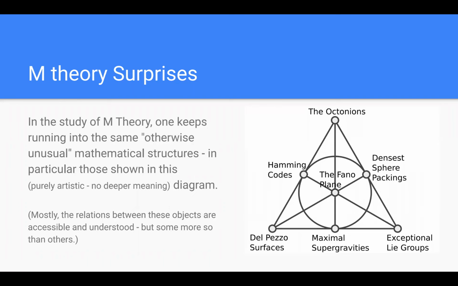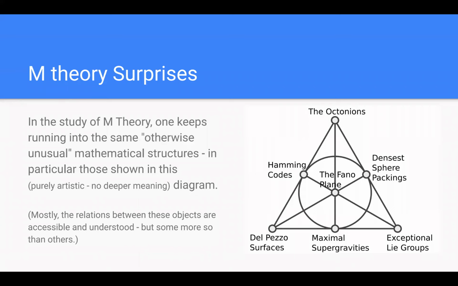In doing this, one keeps running into the same otherwise unusual mathematical structures, in particular the ones that I'm showing in this diagram to the right. The diagram is purely artistic. There's not much of a deeper meaning here. I just didn't want to provide a list because that would have had to put something on the top. And also I wanted to emphasize that really we can go from everything in this diagram to everything else.